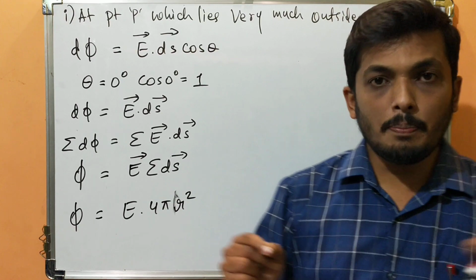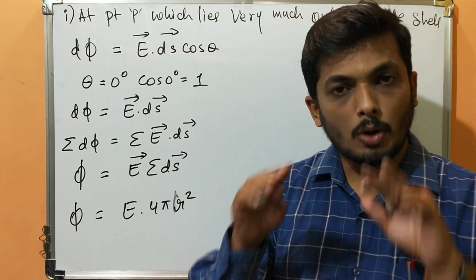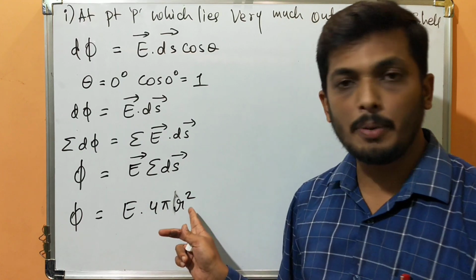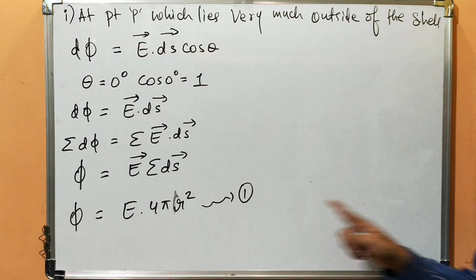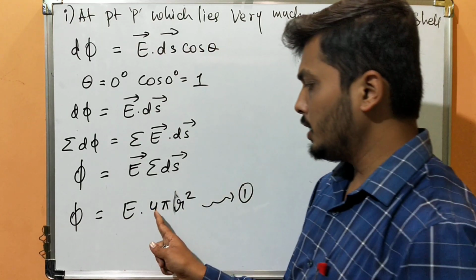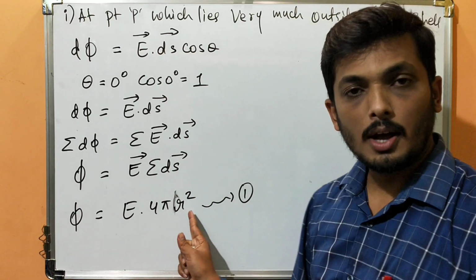Okay, point P, I had taken small r, and if that is on the surface, if it is the radius, it was capital R. So be careful with the notation. Phi is equal to E times 4 pi r square. Have you understood this? Okay, small r, got it?